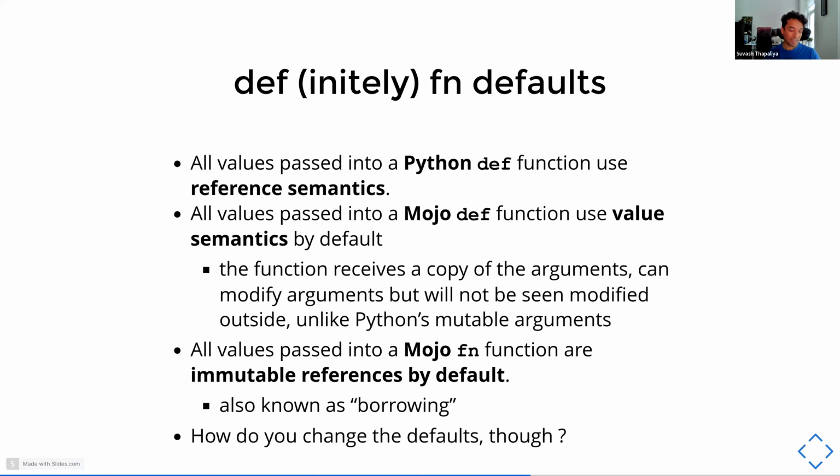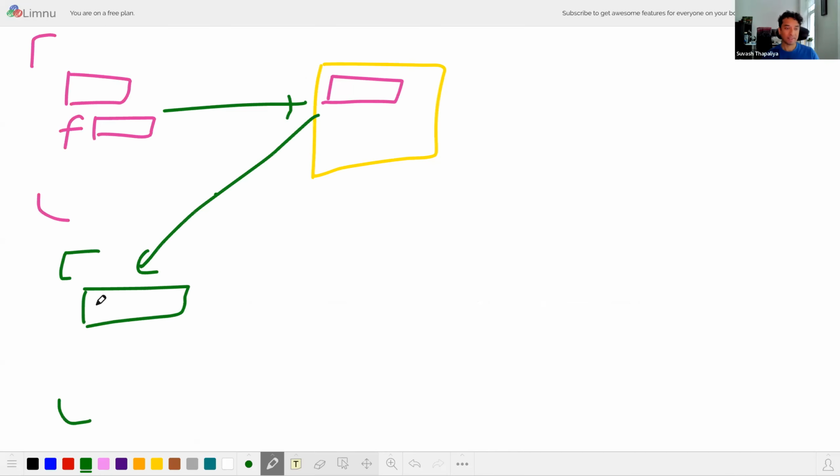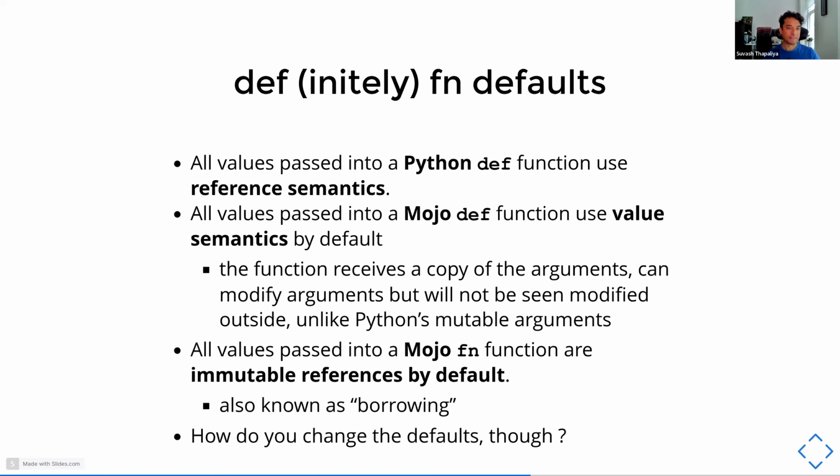So Mojo actually is not going to be happy with this. Mojo will actually say, okay, you want this value, you know what? I will make you your own copy. Maybe it's not in this yellow space even, actually, to be honest. That doesn't matter. What matters is that by default, they'll be getting a copy of that. So the function receives a copy of the arguments. It can modify arguments, but will not be seen outside. This is by default, once again, okay?